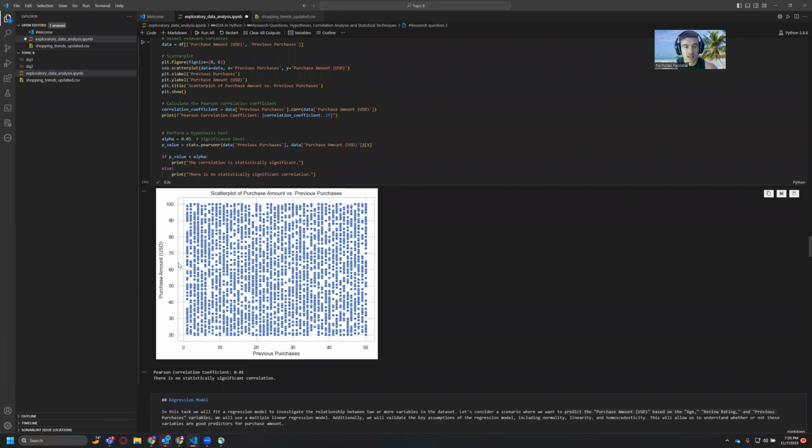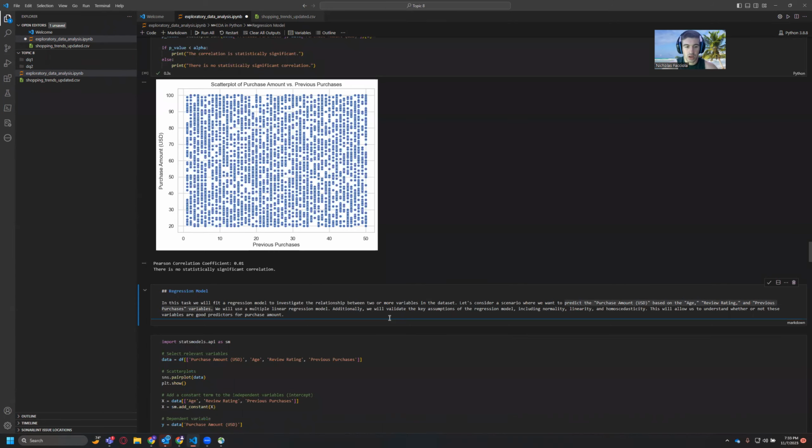As you can see, the data is very random regardless, and we have a Pearson correlation coefficient of 0.01, and we show that our p-value is greater than alpha, and we show that there is no statistically significant correlation.